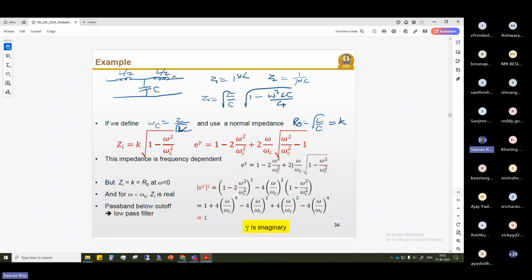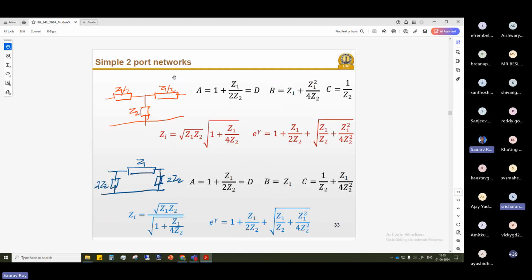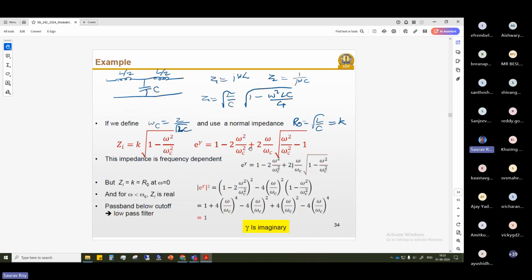Now we look into the microwave analysis. So how do we do the microwave analysis? It's simple. We have to calculate the image impedance, ZI, and gamma. That is what we have done here. This is the general form. You can just put the Z1, Z2 values in this equation, so you can calculate. That is what we do here.